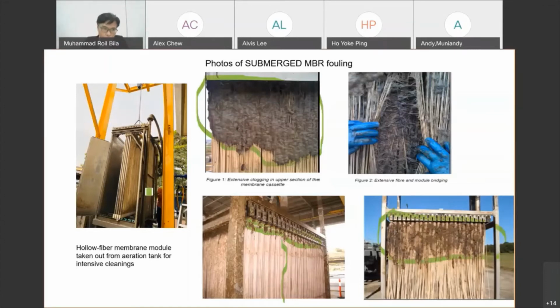We also have one here managed by Spectra. This is after 1 year. You will see down there on the left side. I don't know if you can see it. There is also a problem close to the potting edge of the hollow fiber. That is one of the main problems.